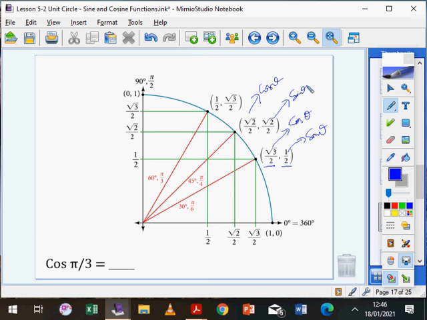All right. What's the sine of pi out of 6? Pi out of 6 is 180 divided by 6, and the sine is the y coordinate. So therefore, the sine of pi out of 6 is 1/2.